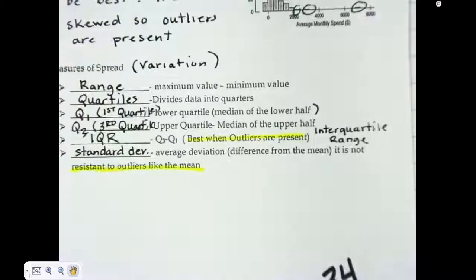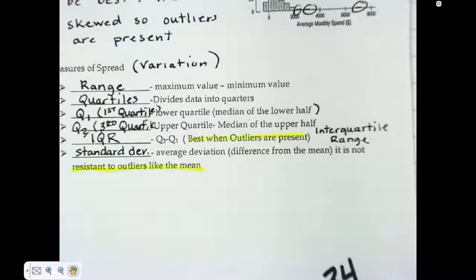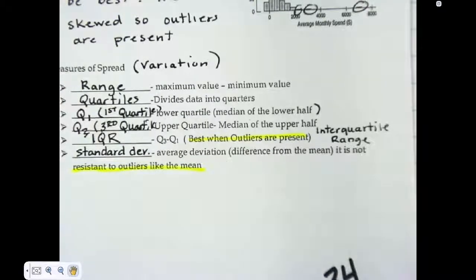So pretty much your median and your quartiles are buddies. You use those when outliers are present. Your median is also the second quartile, because it would be right there in the middle, dividing the data in half. And then your mean and standard deviation are buddies. They are used when there are no outliers. That's when they're best.